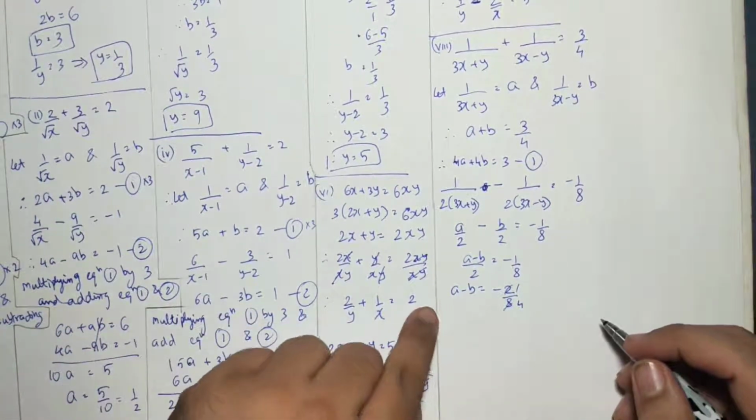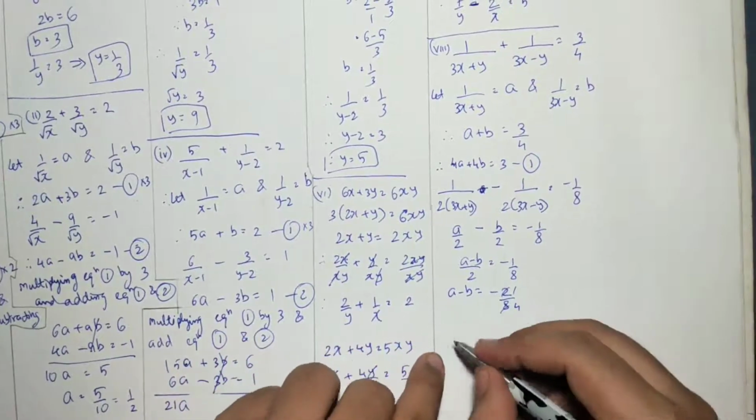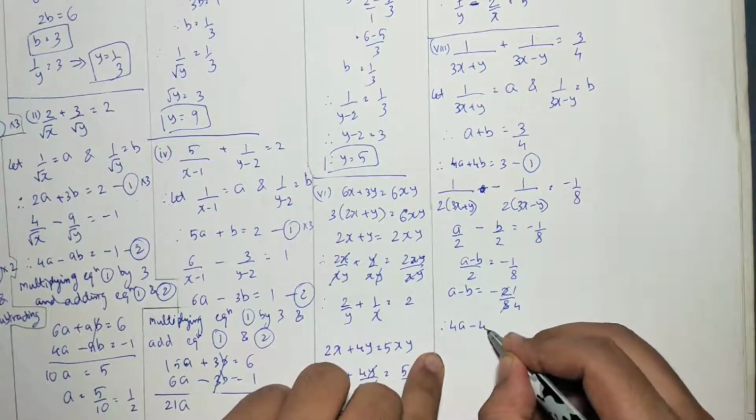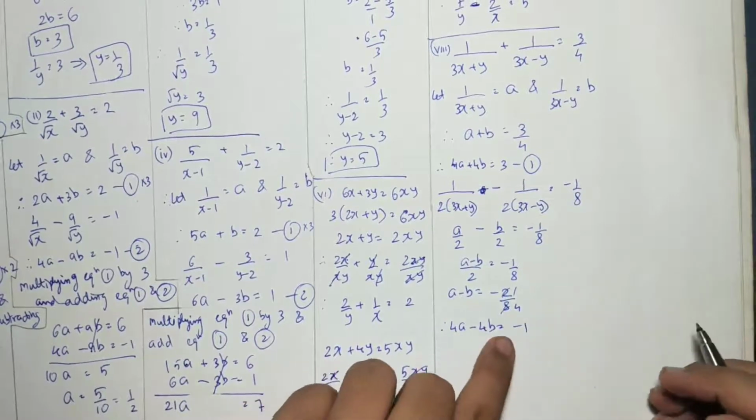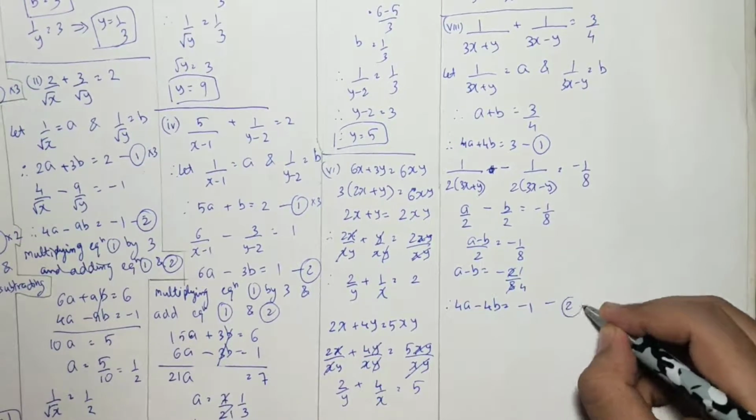Now this 4 will get multiplied in the numerator. This 4 which is in the denominator will go in the numerator. So this will become 4a minus 4b equals to minus 1. This 4 will get multiplied with both the terms. This is your second equation.